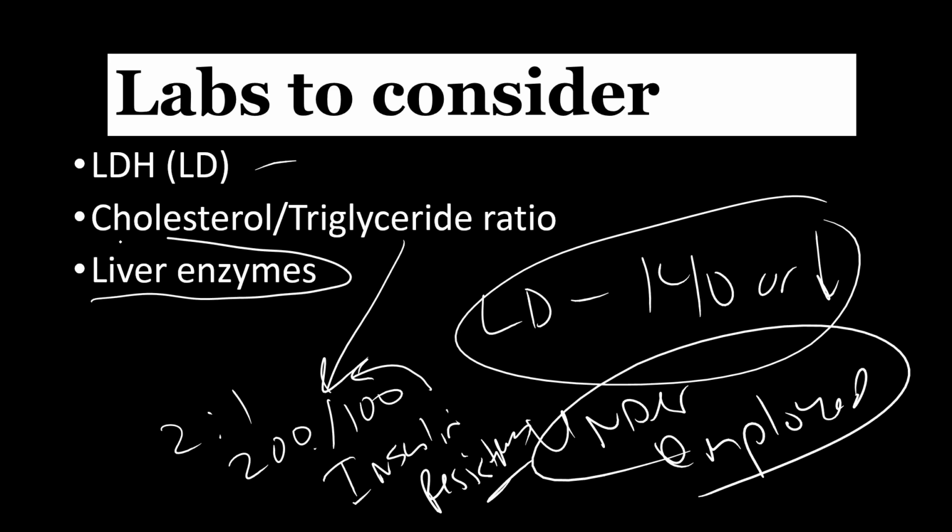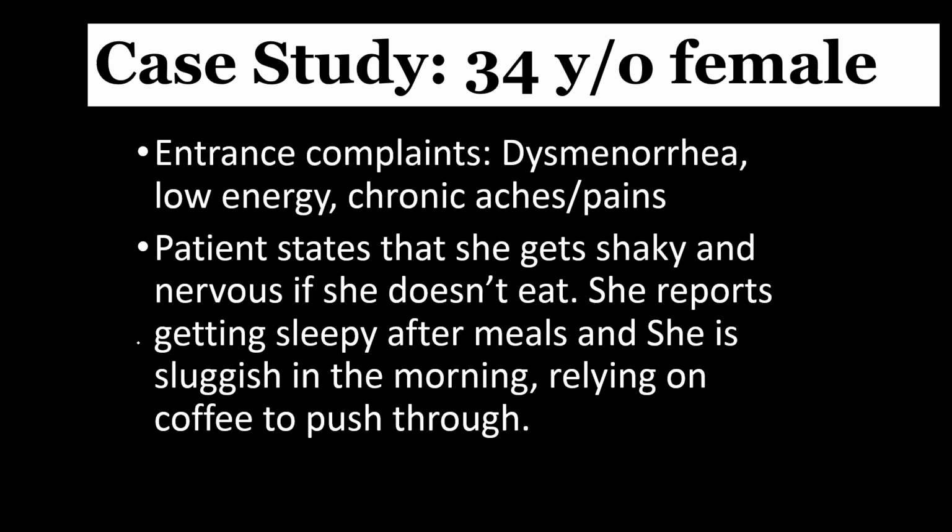Liver enzymes: when you see liver enzymes are high or liver enzymes are low, keep in mind ALT and AST should ideally be 18 to 26. If you see it low or you see it high, this can be a sign that you're going to have some blood sugar issues going along with it. Usually, when you have low blood sugar, reactive hypoglycemia, you're going to have low liver enzymes. So just keep that in mind.